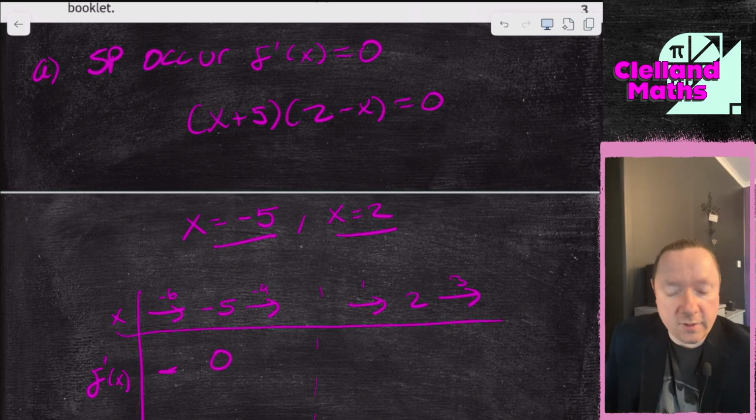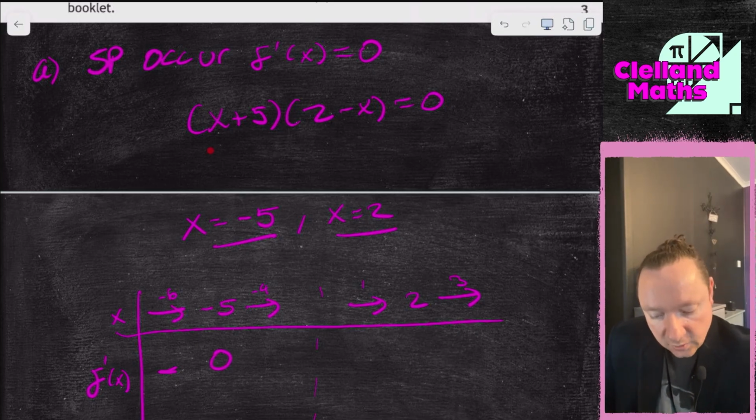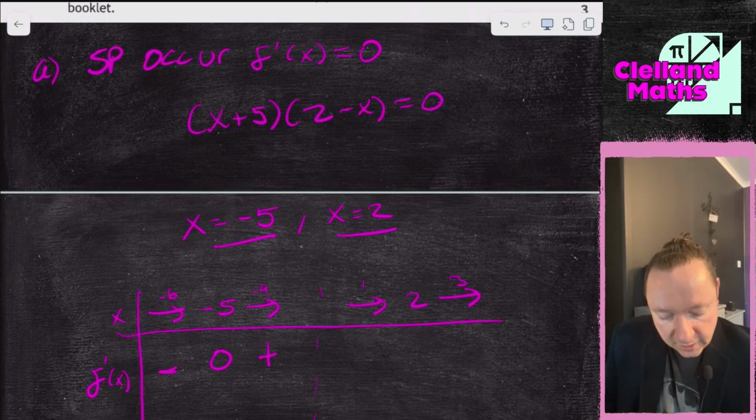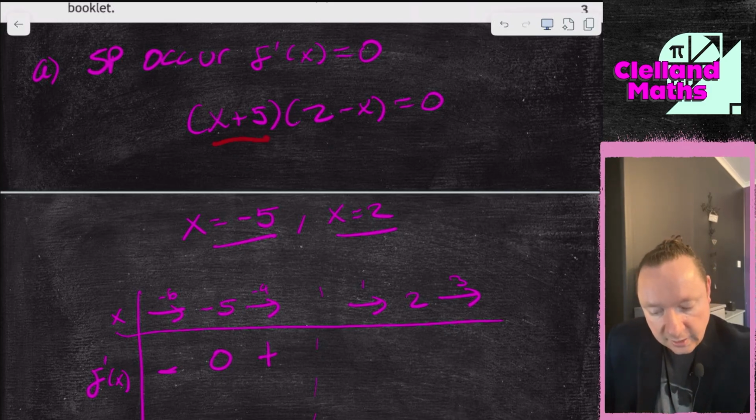I'm going to expect a positive next, but let's just check. -4 plus 5 is positive. And then 2 minus -4 is also positive. So a positive times a positive is a positive. So that's that one. And then the other side, 1, that's 6. 2 minus 1 is 1. That's positive and positive. That's positive then. That's 0. 3, that gives me 8. So that's positive. And 2 minus 3 is negative.